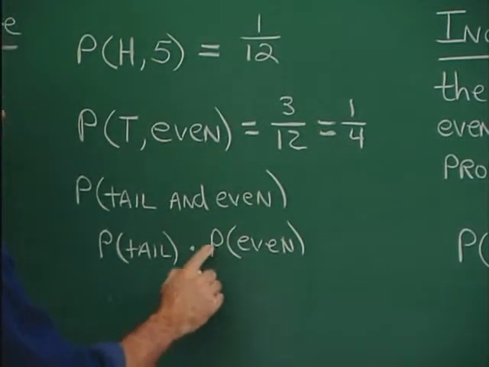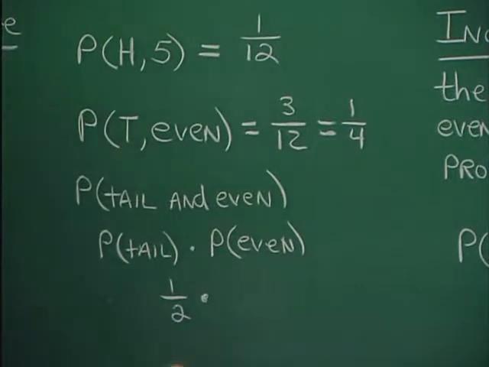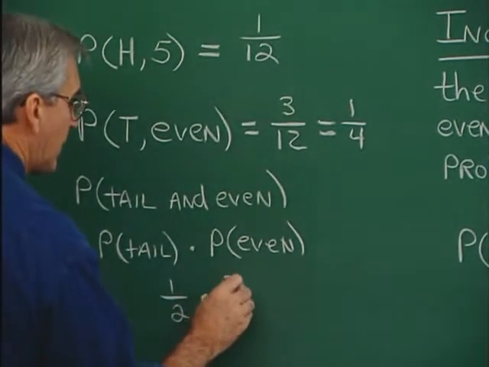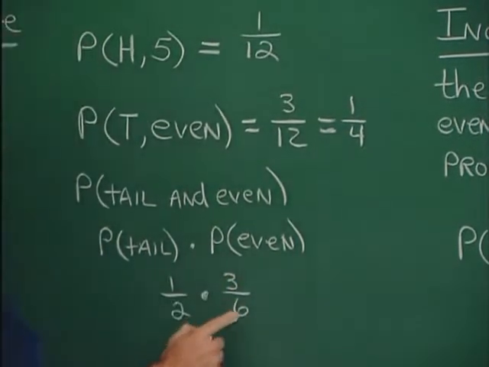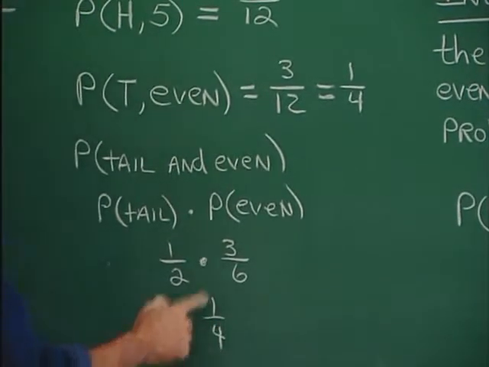The probability of an even number in rolling a die, there are 3 even numbers out of 6. That's 3 out of 6 or 1/2. I'll write it as 3 out of 6. This reduces to 1/2. 1/2 times 1/2 is 1/4. And the probability number is the same as we calculated before, of course.